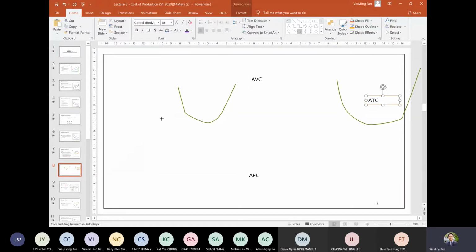So if I want to draw the marginal cost, how does it look like? You may find that actually the marginal cost will cut the average cost at the minimum point of average cost. After cutting the average variable cost, you may find that the marginal cost will increase, and also the average variable cost will also increase.